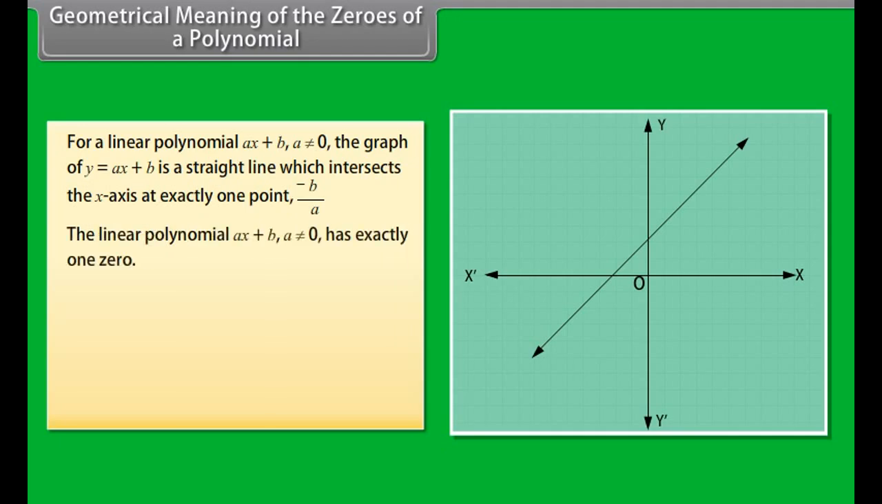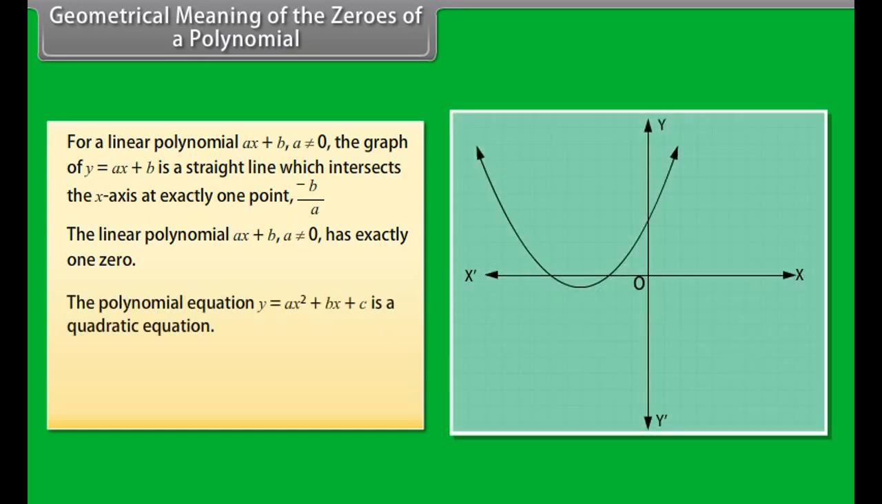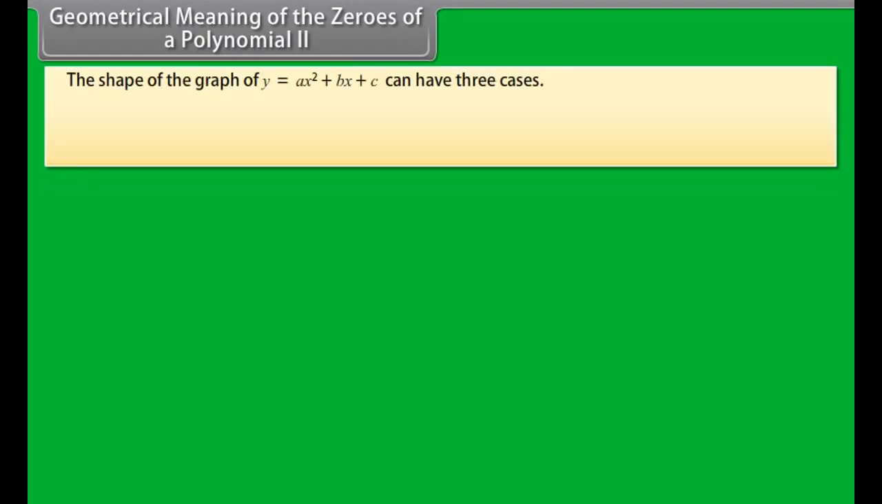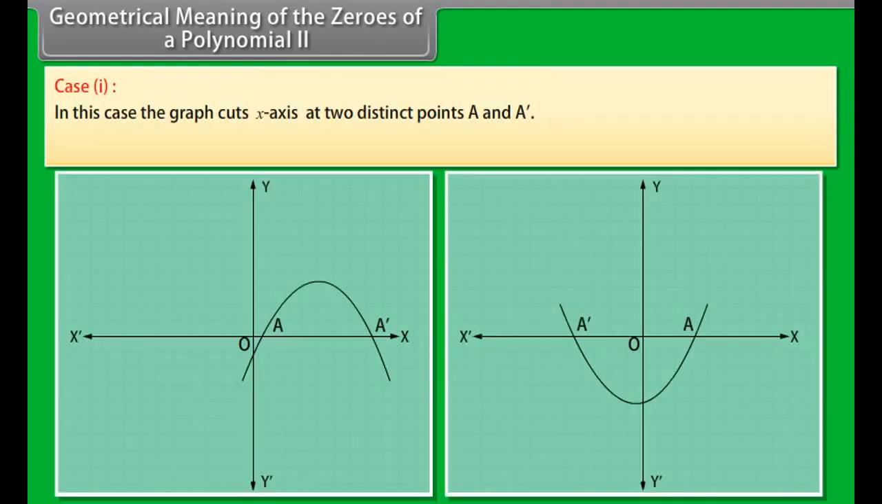For a linear polynomial ax + b, a is not equal to 0. The graph of y = ax + b is a straight line which intersects the x-axis at exactly one point, −b/a. Therefore, the linear polynomial ax + b, a not equal to 0, has exactly one zero. The polynomial equation y = ax² + bx + c is a quadratic equation. The graph of a quadratic equation is a parabolic curve.